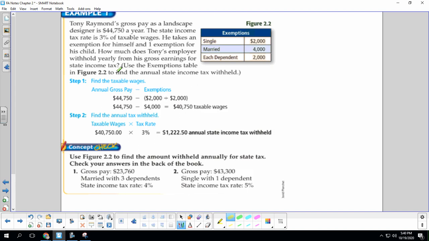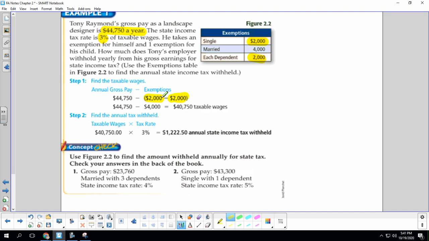All right, our example is Tony. He makes $44,750 a year. His tax rate is 3%. So he gets an exemption for himself and 1 for his child. So how much does Tony's employer withhold yearly from his gross earnings for state income tax? The first thing we're going to do is, it doesn't say he's married, so we're going to give him the single exemption, it just says for himself. So we're giving him the single exemption, and we're giving him the child exemption.